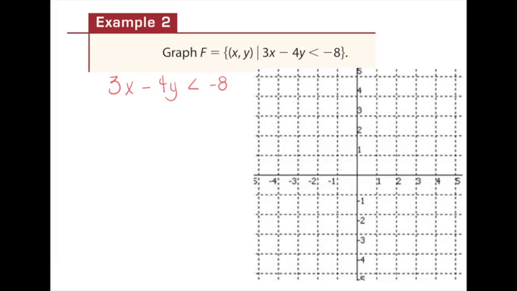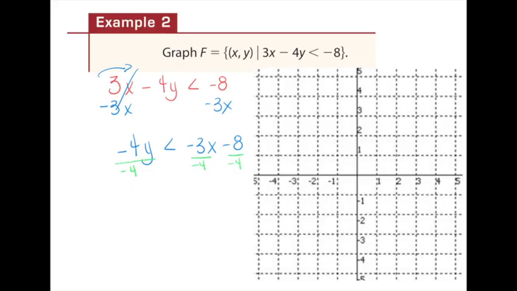The way I do that is I move my x over. I have to move it over by subtracting it. So I have negative 4y is less than negative 3x minus 8. I'm not quite done. I need to do one more step. I have to get y by itself, so I need to divide everything by negative 4. Every single piece, by the way, by negative 4.